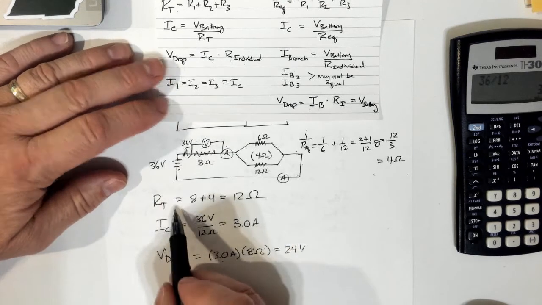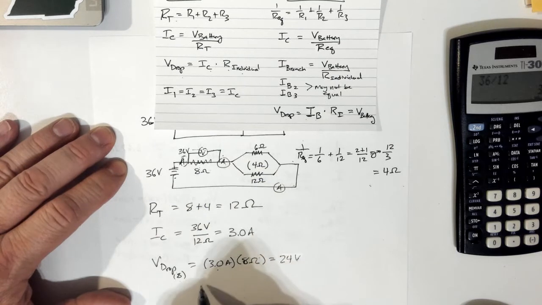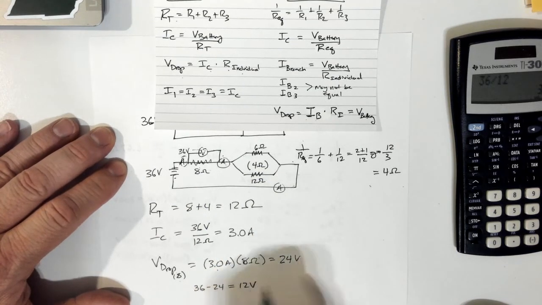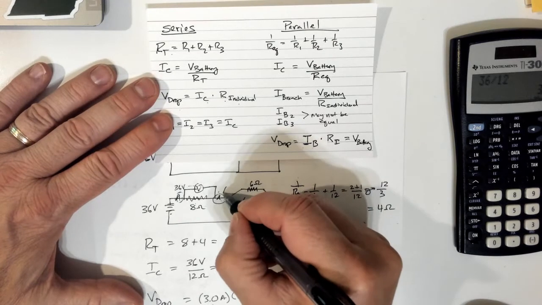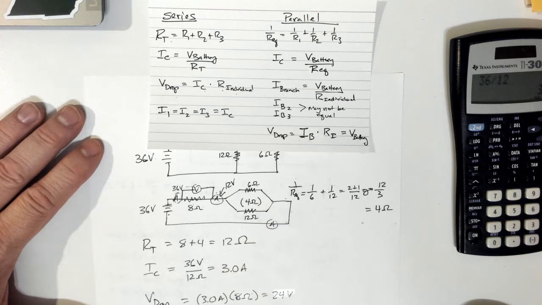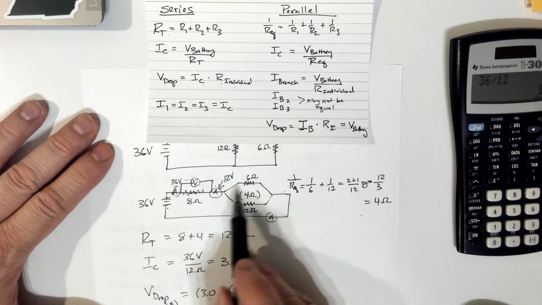So of the 36, 24 are going to disappear. What is 36 minus 24? That is 12 volts. So right here at this spot, 12 volts will be left to push through here. Okay? So I've got 12 volts left to push through.